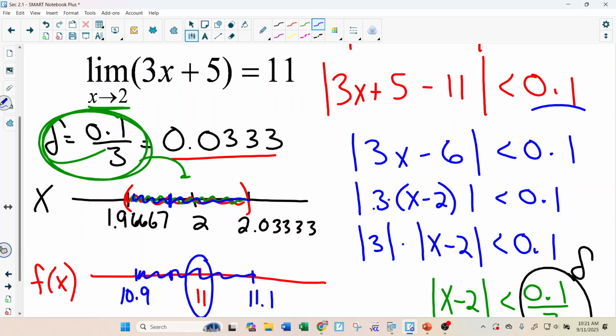If you want to be that close, x's in here will get you that close to 11. You want to get within 1 foot of Jack's, you got to take 8 steps. So 8 steps will get you that close. Now, Grace's like, yeah, 0.1's not close.